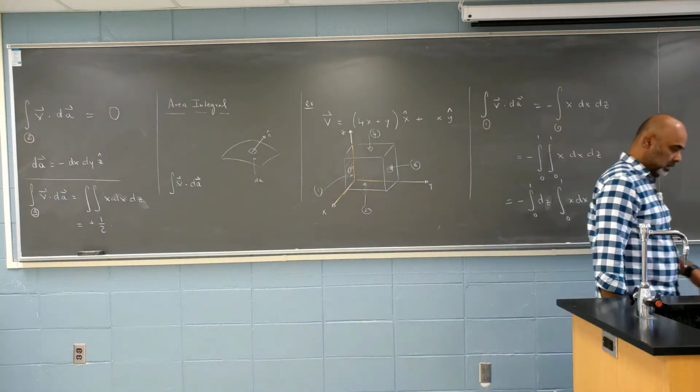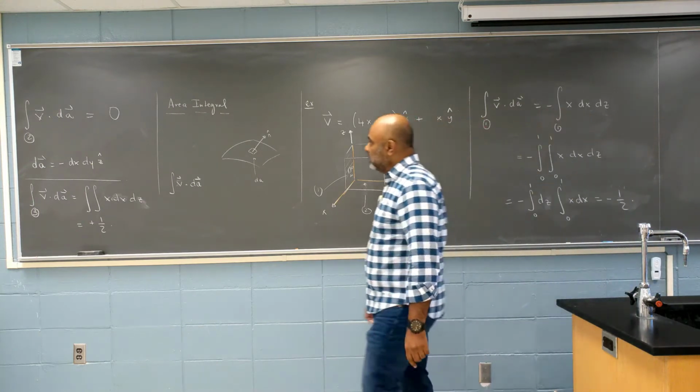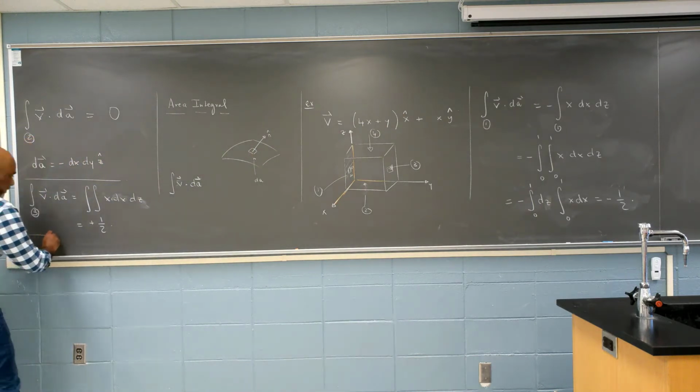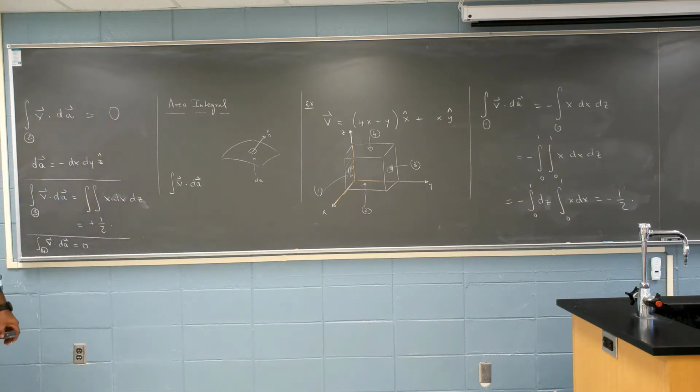Let me check my notes so that we're not making a mistake. Okay. And then 4. What is area 4 going to be? Zero. Yep. Why is that? It's the same reason as that. There's no z hat component.